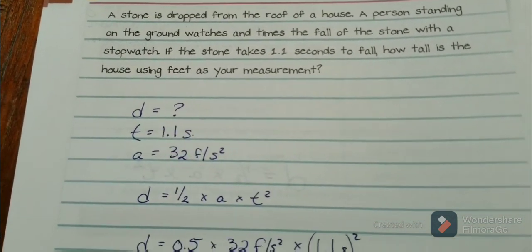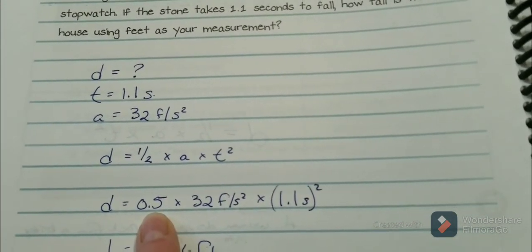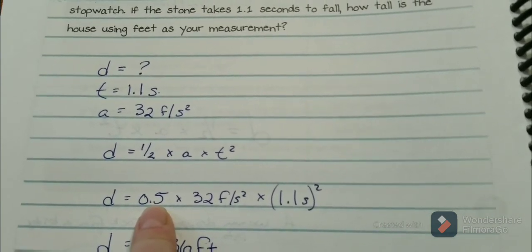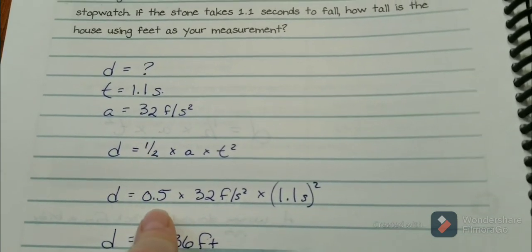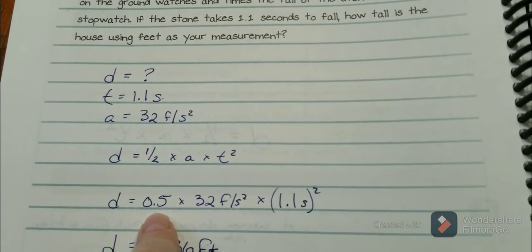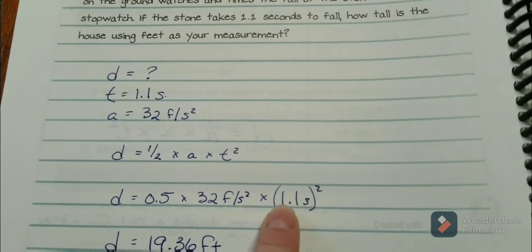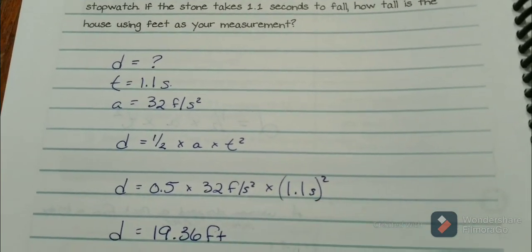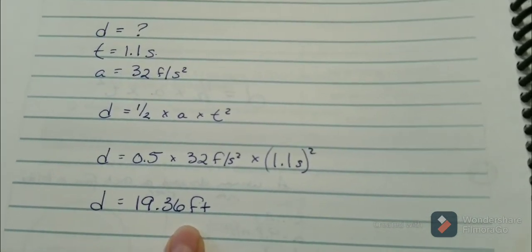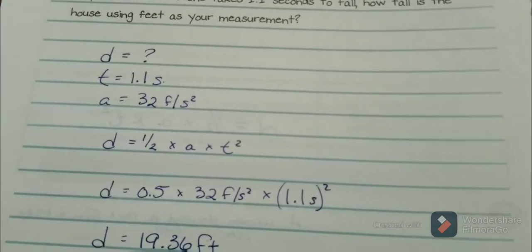What is the distance? Well, here's the formula we're going to use, and let's plug it in. Sometimes it's easier to work in decimals instead of fractions. So we're going to convert that half to 0.5, which is half of a whole in decimal. We're going to bring down our acceleration amount here and our time, square it. And when you punch it all in, this is what you get at the end, 19.36 feet. So not too shabby right there.